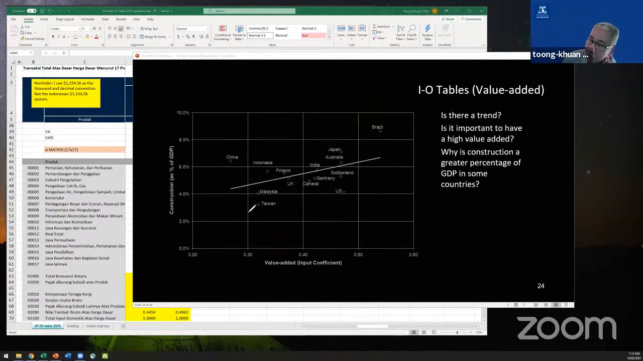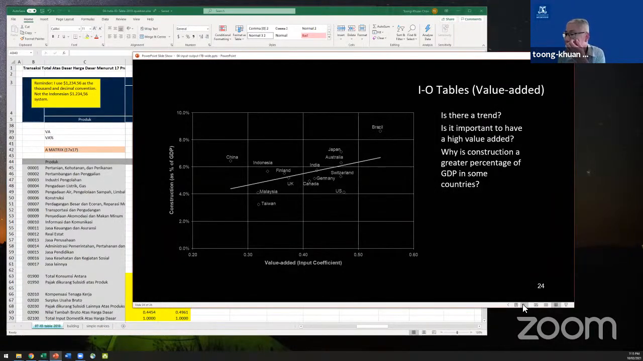So I think the conclusion over here is it does not matter whether you have a high value here or a high value here, right? It doesn't make much sense to identify high value add or high construction GDP. That is not important. What is more important is to see how the country benefits from construction investments.